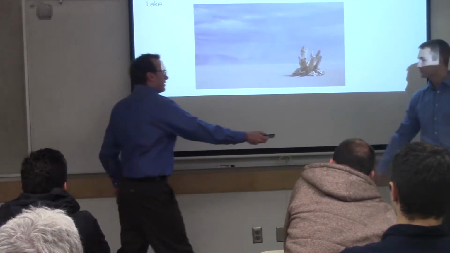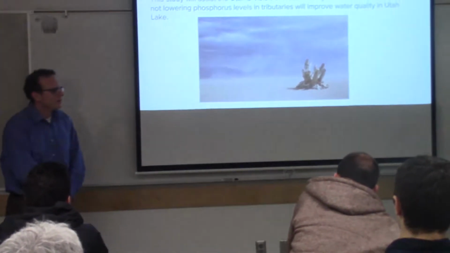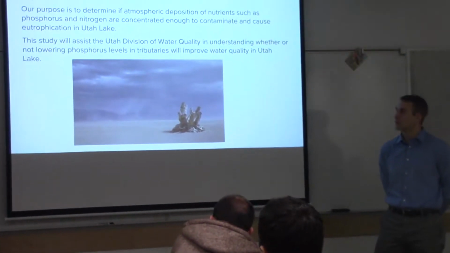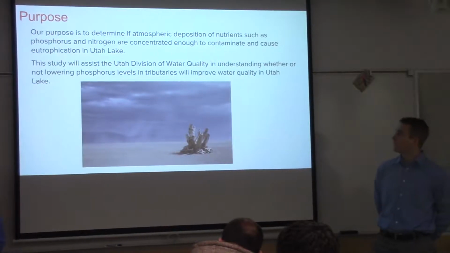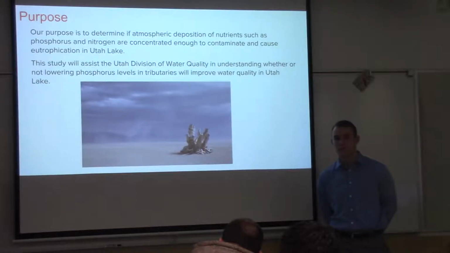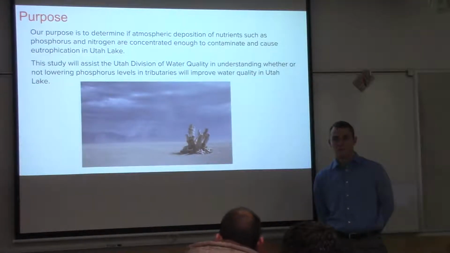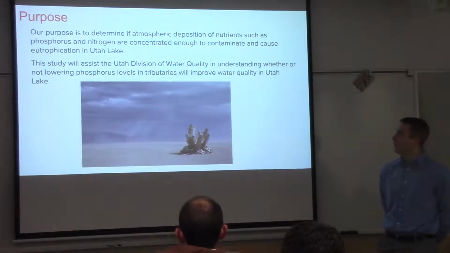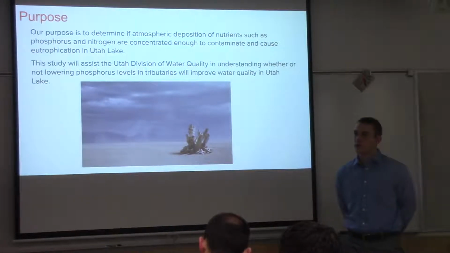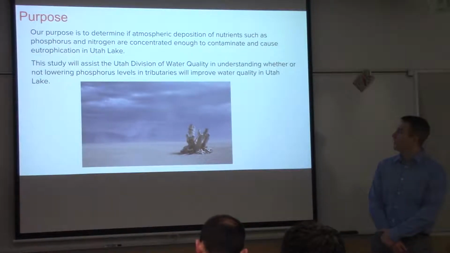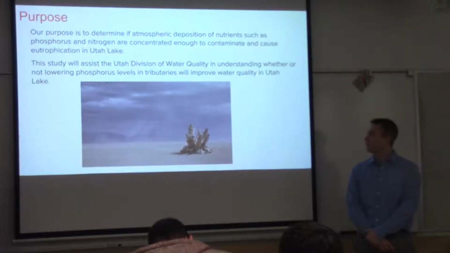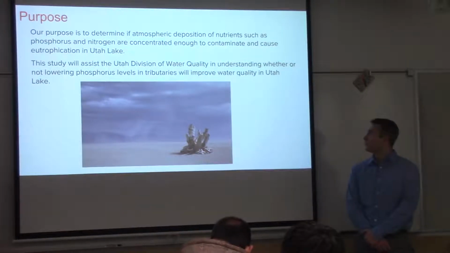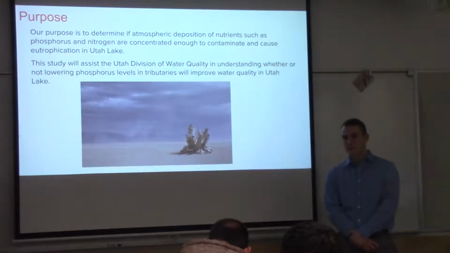So, here you go. The purpose of this research project is to determine if atmospheric deposition of nutrients, such as phosphorus and nitrogen, are concentrated enough to contaminate and cause eutrophication in Utah Lake. So it's a very interesting study. This study, once performed, will assist the Utah Division of Water Quality in understanding whether or not lowering phosphorus levels in tributaries will improve water quality in Utah Lake.